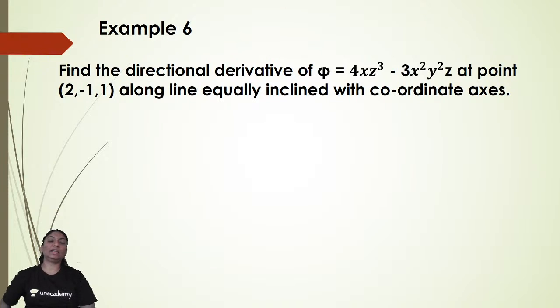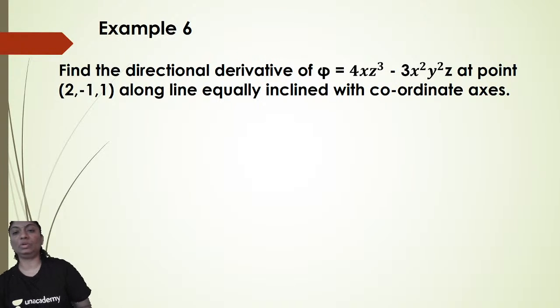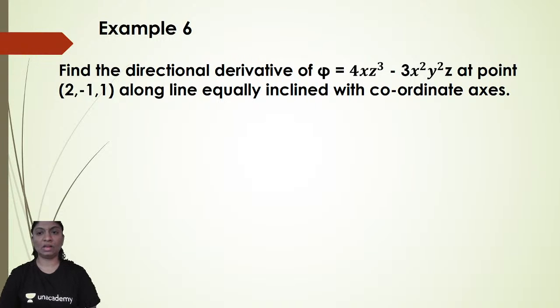Find the directional derivative of phi equal to 4xz cube minus 3x square y square z at the point (2, -1, 1) along the line equally inclined with the coordinate axis.